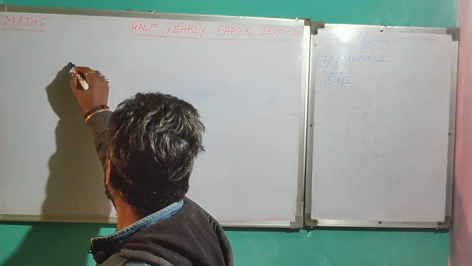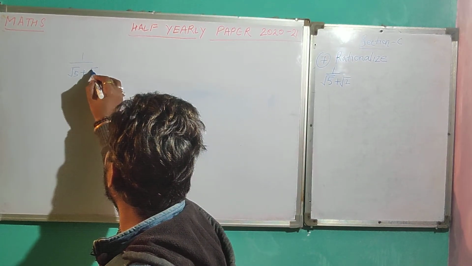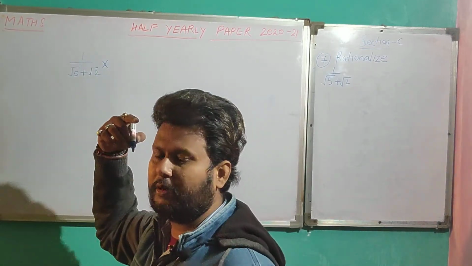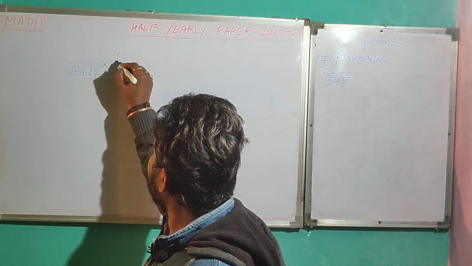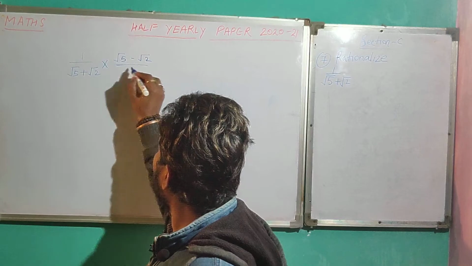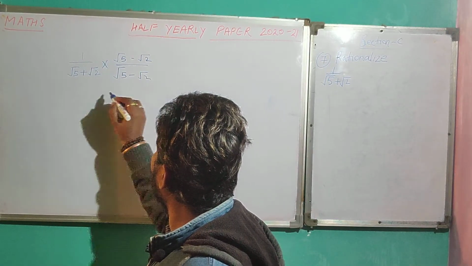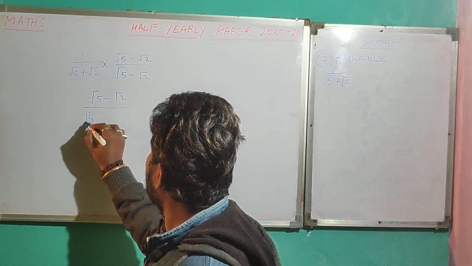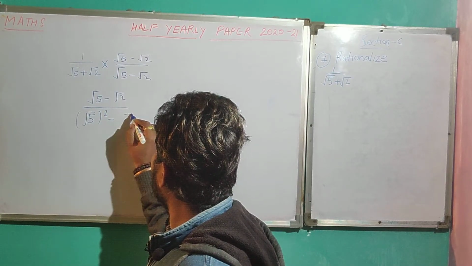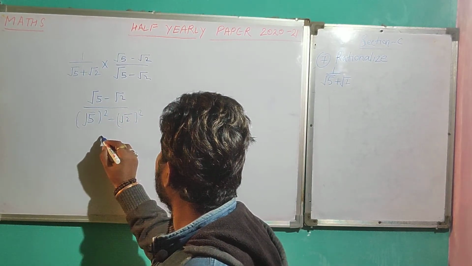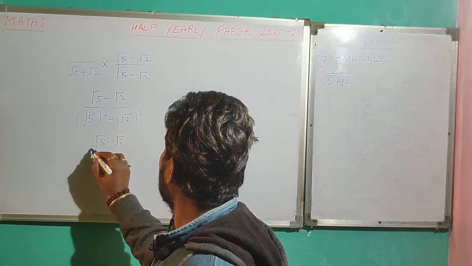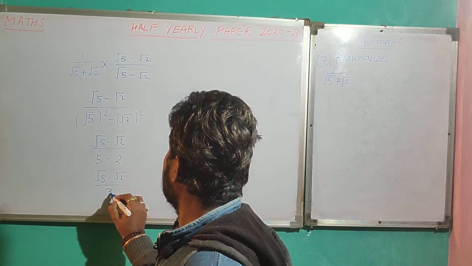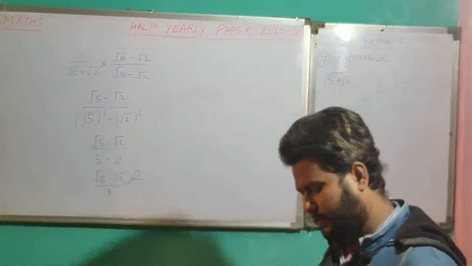Okay, so 1 upon root 5 plus root 2. Multiply in the numerator and in the denominator by the same number but different sign in the middle. So this will be root 5 minus root 2 upon root 5 minus root 2. Okay, so this is root 5 minus root 2 upon root 5 square minus root 2 square. This is root 5 minus root 2 upon 5 minus 2. Therefore root 5 minus root 2 upon 3. Answer. Okay, this was a simple question.